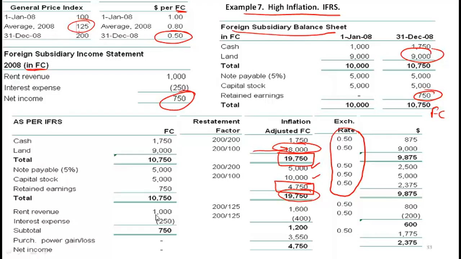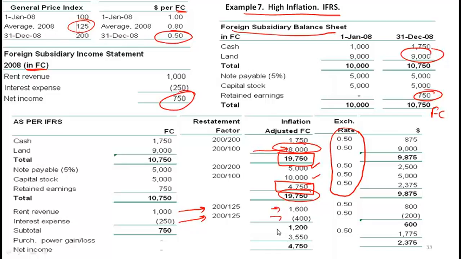Okay, what about the income statement? Income statement revenue is 1000. This is slightly misaligned, but remember with revenue, the revenue is being generated throughout the year. So there you use the average. So you restate based on 200 over the average price level, and similarly the expenses are also restated based on the average price level. So these are the restated numbers for revenue and interest expense.